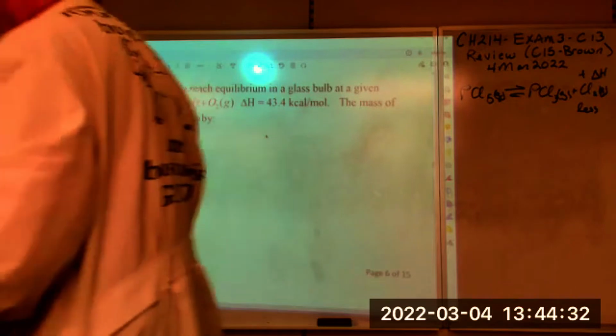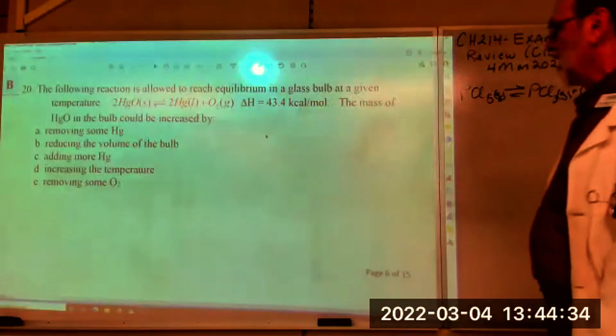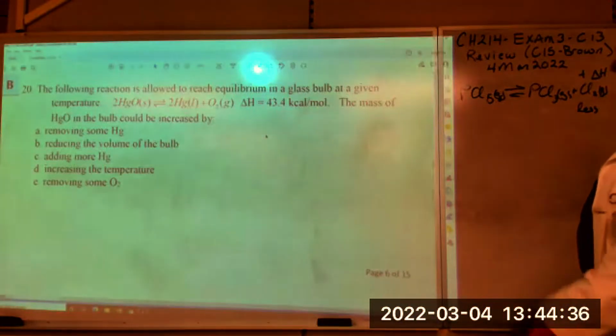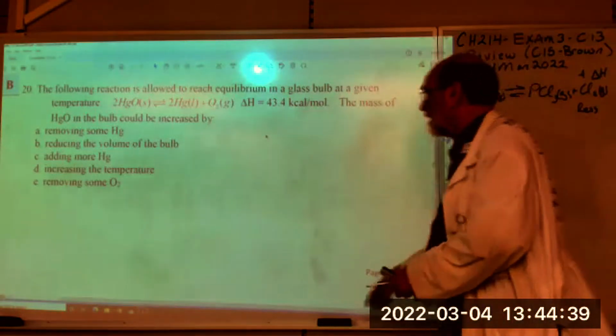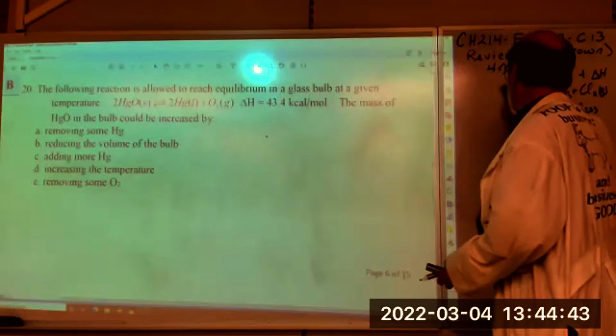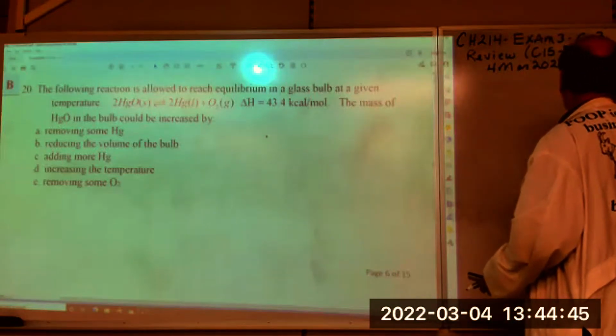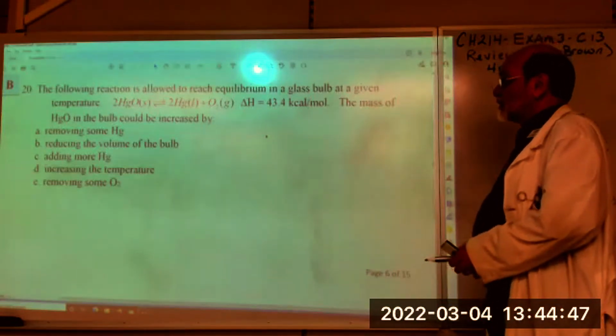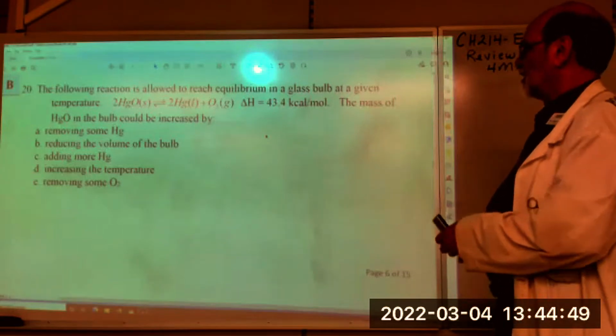The following reaction is allowed to reach equilibrium in a glass bulb at a given temperature. 2 mercury 2 oxide solid yields 2 mercury liquid and oxygen.